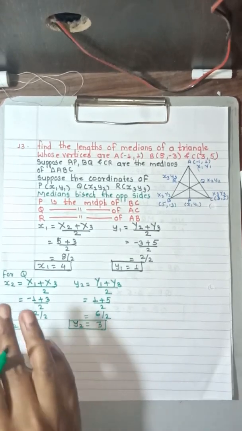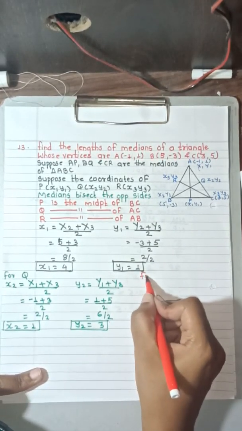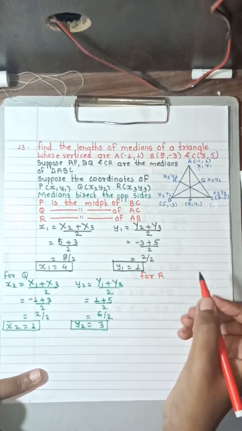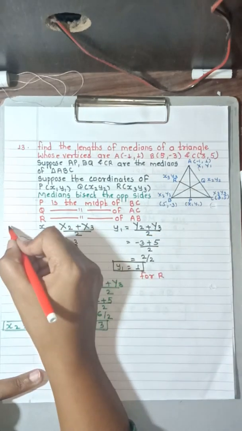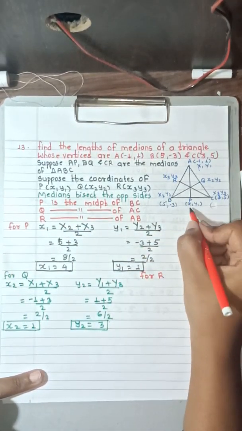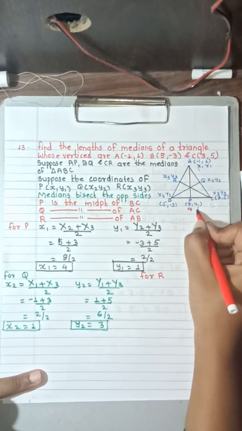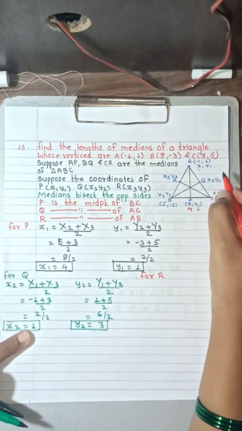Now for point R, I'll write it with the red pen. Here I'll write down first P we have got. For P, x1 y1 is 4, 1. For Q you got it as 1, 3.